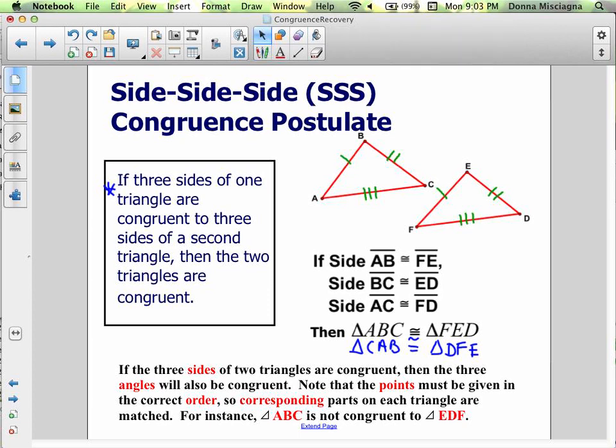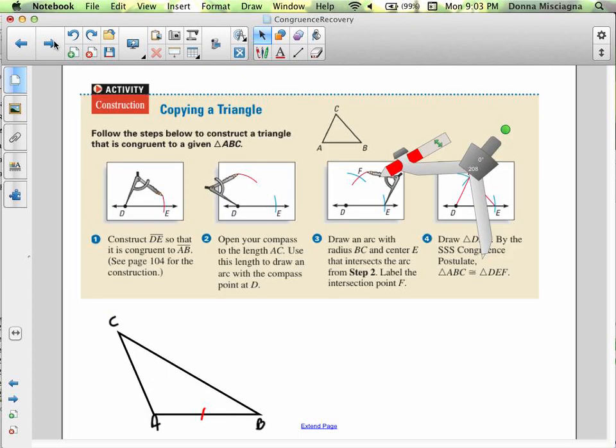So let's look at using constructions to copy a triangle, because if I copy the sides, I'll have the same triangle. Follow the steps below to construct a triangle that is congruent to a given triangle ABC. I didn't use the one up there because it's too small for me and the compass, but I'm going to use the other triangle ABC down there. Our first step is copying a segment. Actually, copying three segments.